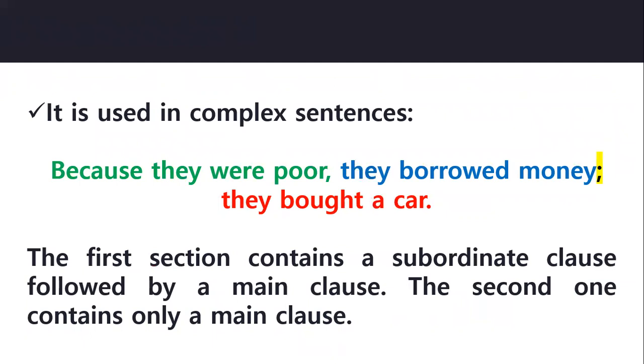It is used in complex sentences. So we have: because they were poor, they borrowed money; they bought a car. The first section contains a subordinate clause, because they were poor, which cannot stand alone, followed by a main clause, they borrowed money. The second one contains only a main clause, they bought a car, which can stand alone.